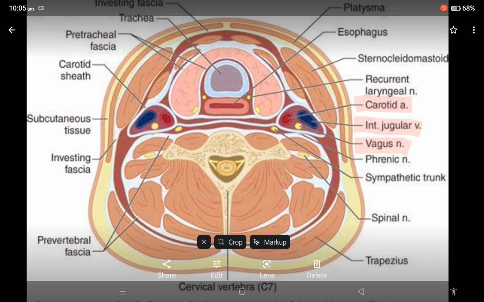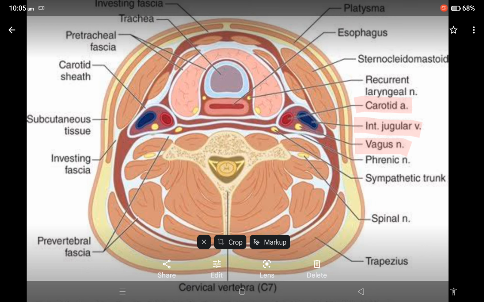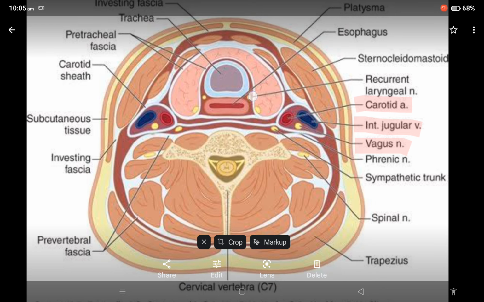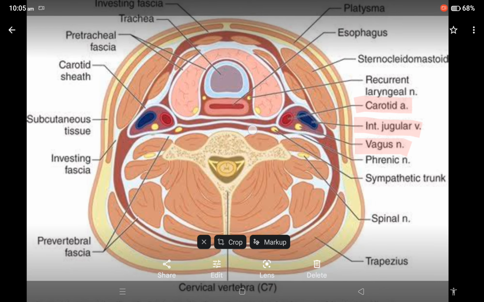So we have done the three layers: investing layer, then the pretracheal layer, which was enclosing thyroid gland, and prevertebral layer with the plexuses behind it. Okay.